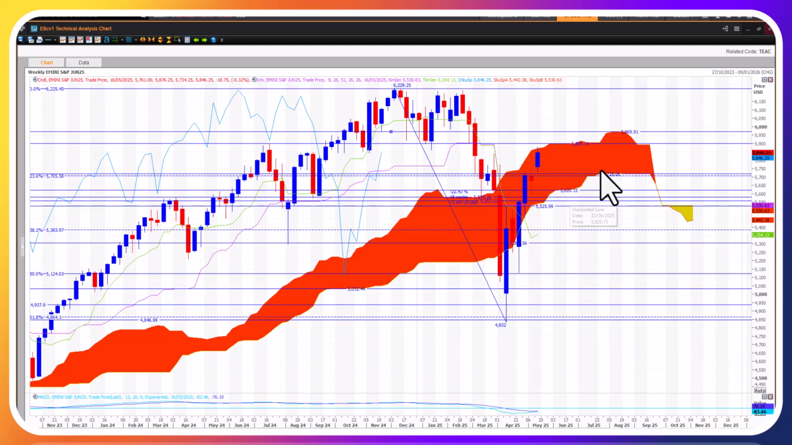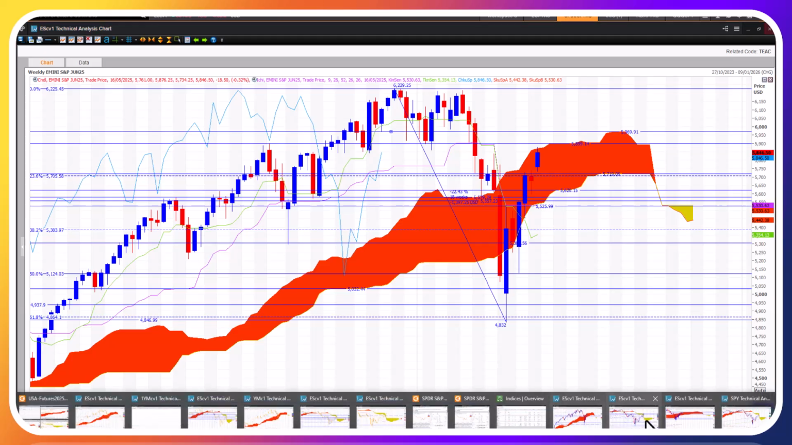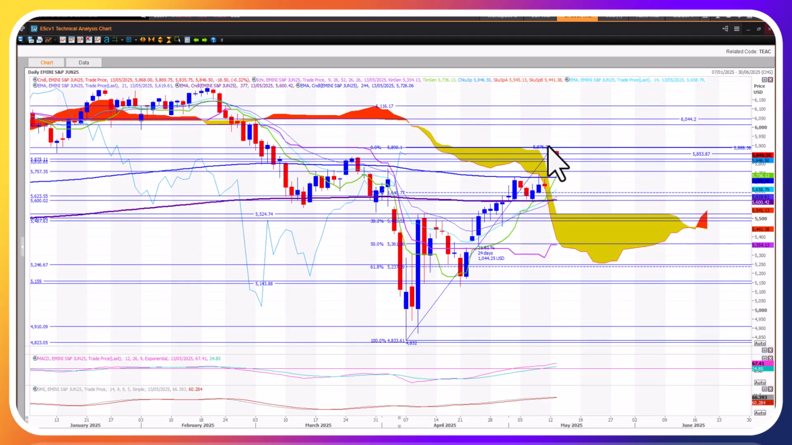We're back above the bottom end of the cloud on the weekly, and on the daily we just need to get through that resistance at 5888 to continue this rally. And if that resistance holds, then we've got downside risk to consolidate back down to moving averages and the top end of the front end of the Ichimoku cloud.